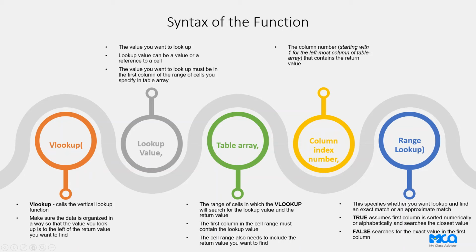You then include the table array. This is a range in which the Vlookup will actually search for the value that you want to return. The first column in the cell must contain the lookup value. The cell range also needs to include the returning value that you want to find.